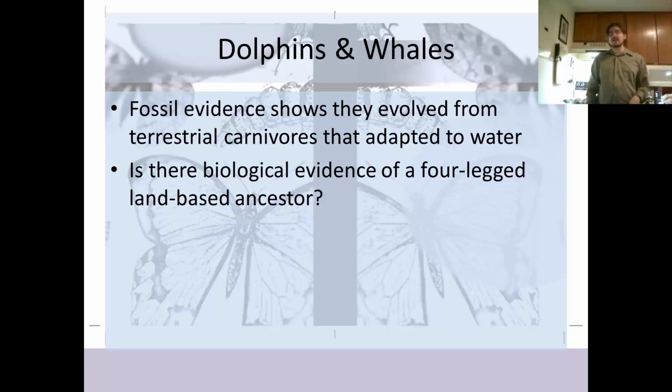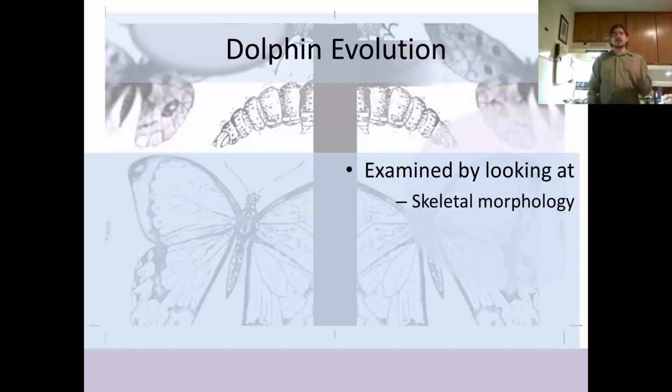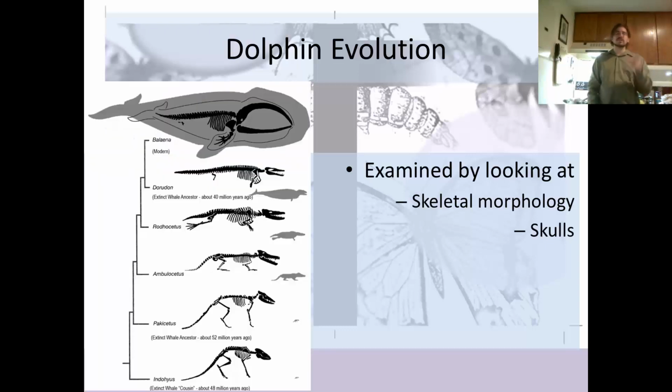How about biological evidence of a four-legged land-based ancestor? Bam! We'll look at skeletal morphology, which is the shape of bones and the position of bones, and we'll look at skulls. So here's bones right here, and we can look at the shape and position of these bones of these different species. You can see this is a pretty active common ancestor here that had four legs and moved around pretty much obligately on land.